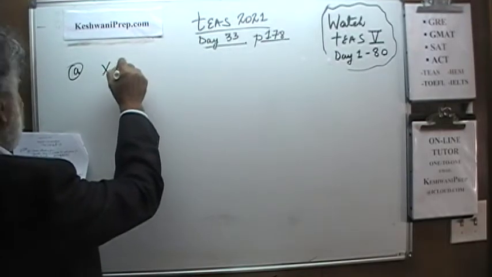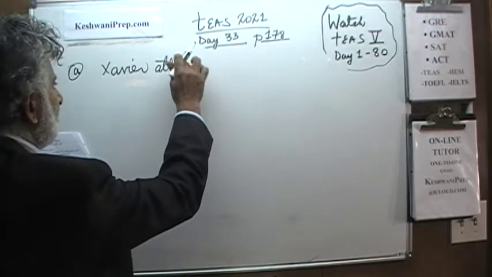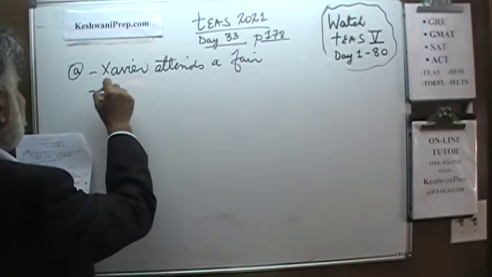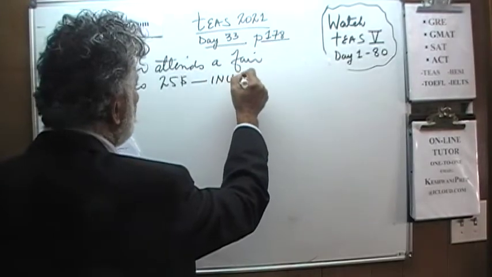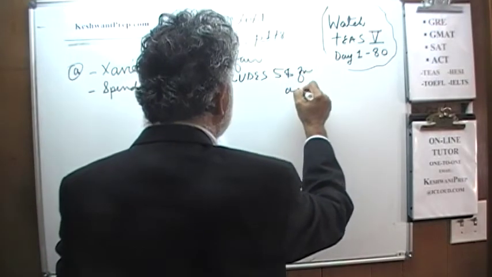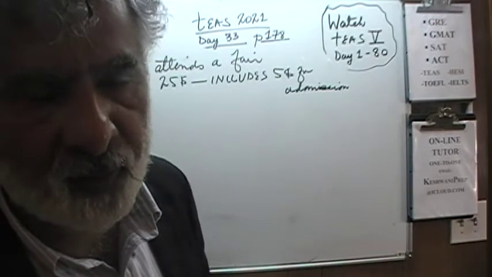So the first one, let's call it A, says Xavier attends a fair. This person Xavier goes to the fairground and attends the fair. He spends $25 total, which includes $5 for admission. Apparently there is an admission fee of $5, so this person spends $25 total, of which $5 were spent simply on being admitted.